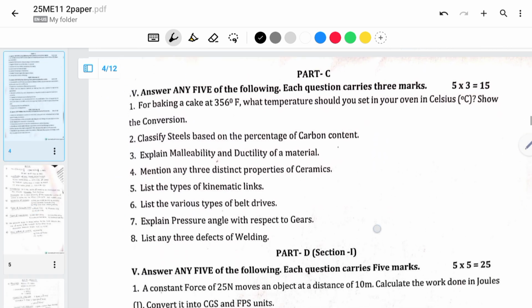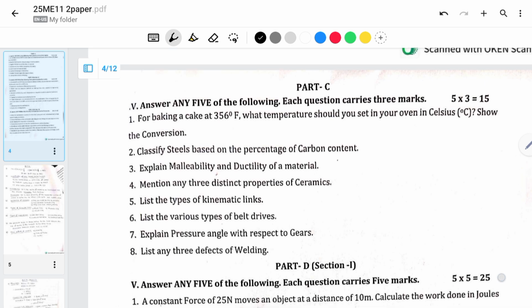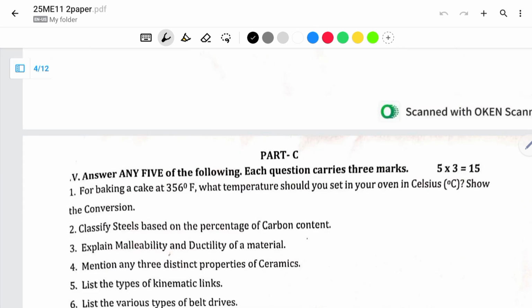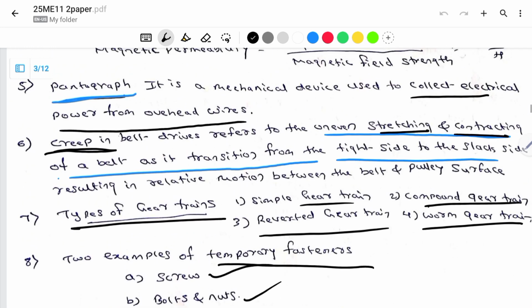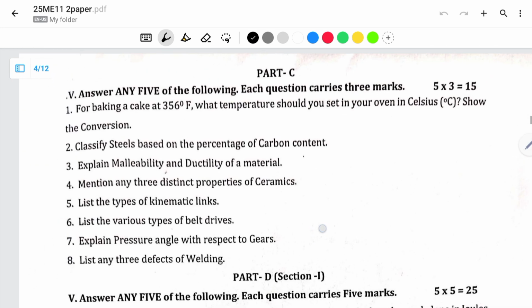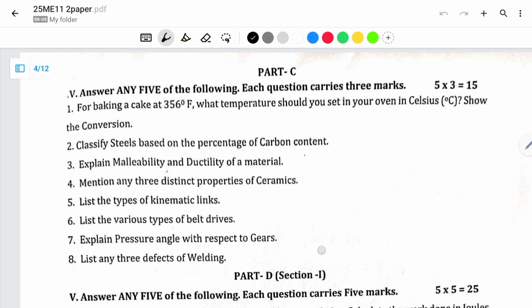So next is part C here. These are the 3 mark questions, so you have to answer as per the 3 marks. Till now we have seen 1 mark questions and 2 mark questions, and now let us see the 3 mark questions here.